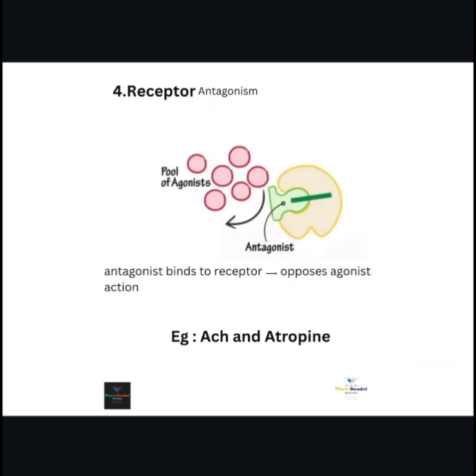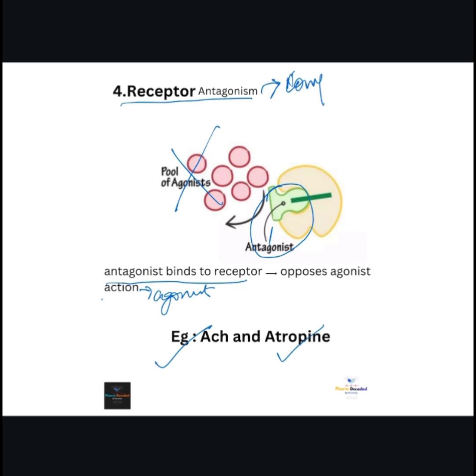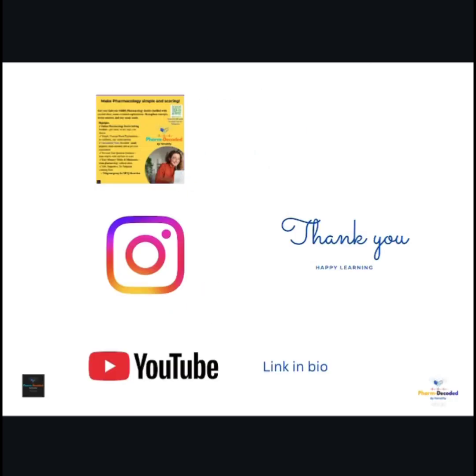Okay, so final type is the receptor antagonism, where the antagonist binds to the receptor so that the agonist cannot bind to its receptor and cannot show its action. So antagonist binds to the receptor and opposes the action of the agonist. Example is acetylcholine and atropine. In the further session, we will learn more about receptor antagonism and its type, that is competitive and non-competitive type of receptor antagonism.